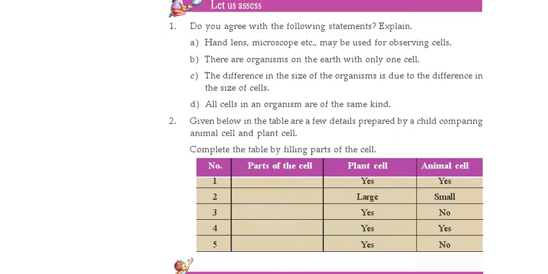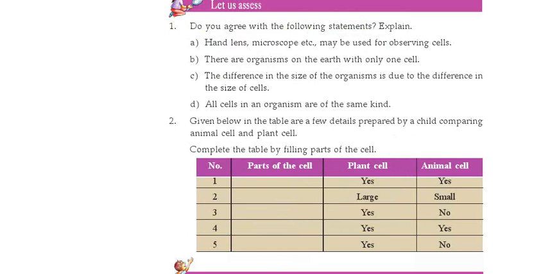Then D: all cells in an organism are of the same kind. No. We can see different types of cells in an organism. You have to write all this in your notebook.